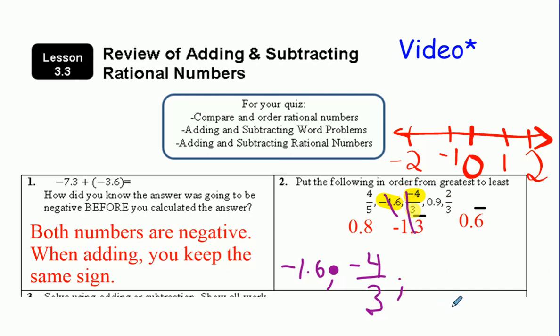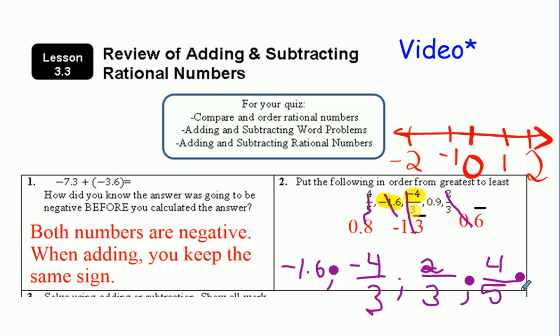Next one. I have three decimals: 8/10, 9/10, and 6/10 repeating. Now I'm going in positive order, so I want the lowest one first. The lowest one is going to be 6/10 repeating, which is 2/3. Sorry, I think my smartboard's becoming dumb. There we go. Next one, between 9/10 and 8/10 is going to be 8/10, but it was written as 4/5.